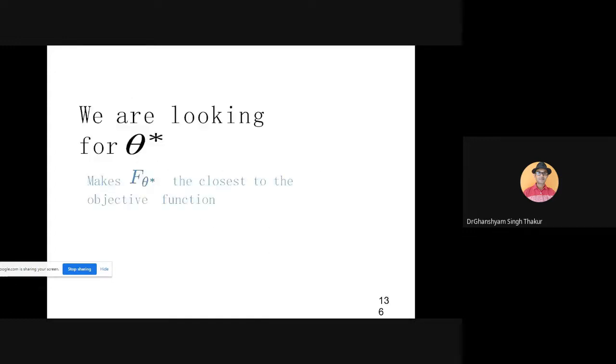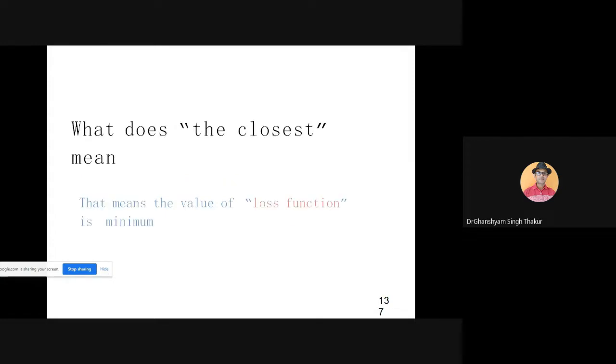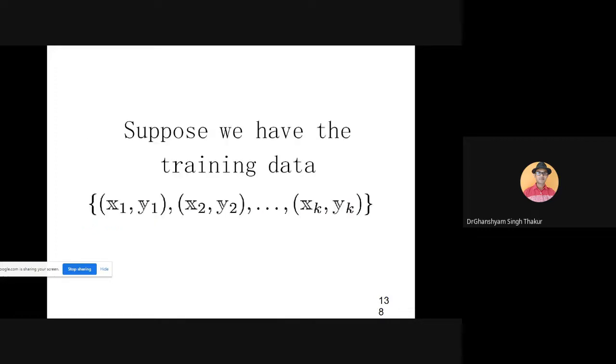And we are looking for theta star. So make f theta the closest to the objective function. What does the closest mean? That means the value of the loss function will be minimum.